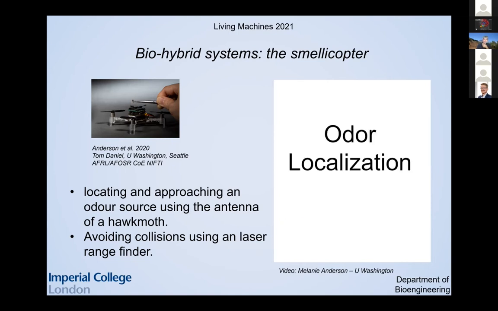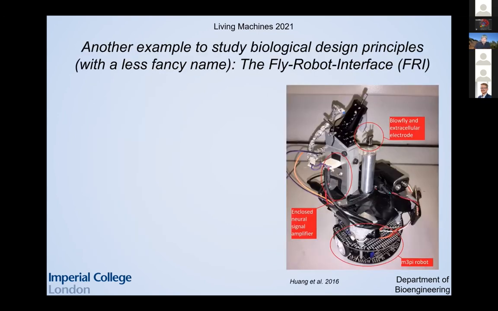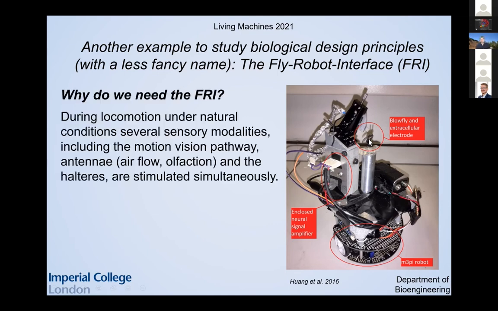Now, we have done over the last couple of years some work on yet another biohybrid system, which hasn't got such a fancy name like a smellicopter, but we just called it fly-robot interface. And in this case, what we have is a fly as a sensor, if you want, that's mounted in the center of a two-wheeled robot. We can record the activity of directional selective neurons of the type I introduced to you earlier, and then use the signals of those neurons to control the movements of the robot.